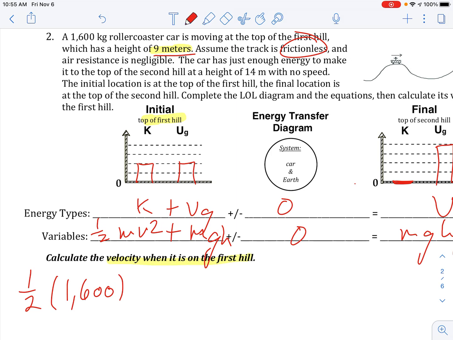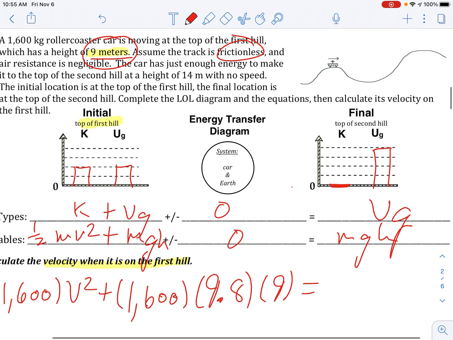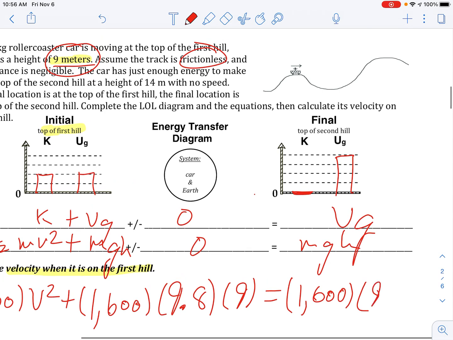So this is v squared, that's our question mark, plus, so now we're going to go to our mgh over here. The mass we know is 1,600. Gravity on Earth, the gravitational field is 9.8 newtons per kilogram. And there we go, the height is 9 meters. Okay, so then plus 0, we don't even have to put that, equals mgh of the second hill. Again, we know the mass is 1,600 kilograms. Gravity on Earth, the gravitational field is 9.8. And we see that the height of the second hill is 14 meters.